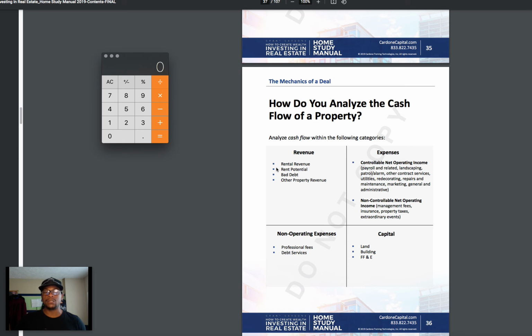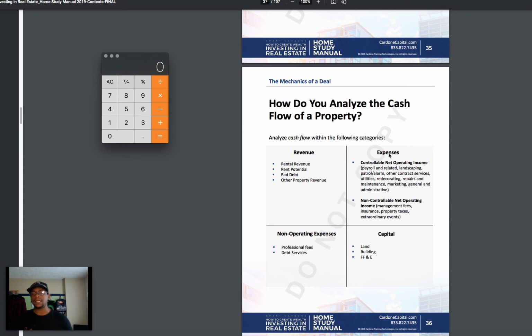Rent potential, all right? If the rent increases in value, or if the property appreciates in value, what type of rent potential increases are possible, okay? What kind of bad debt can happen on a deal, all right, with that revenue, all right? And then you have other property revenue too.